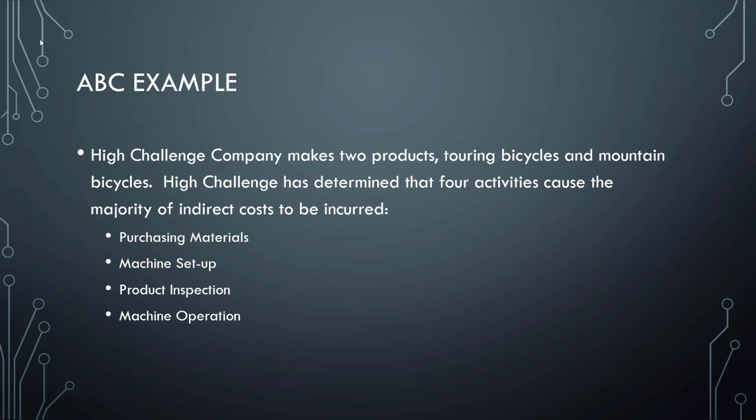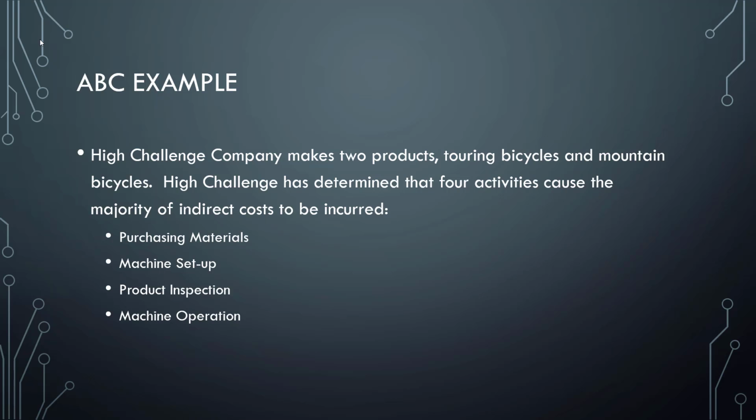They've looked at all of the activities they have that cause them to incur indirect costs, which is hard to trace to either of these two different types of bikes. And from that whole mountain of activities they had, they believe that four cause the majority of these indirect costs to be incurred. They are purchasing materials, setting up machines for production, inspecting products when they are completed, and operating the machines in the process of making and machining these touring bikes and mountain bikes.